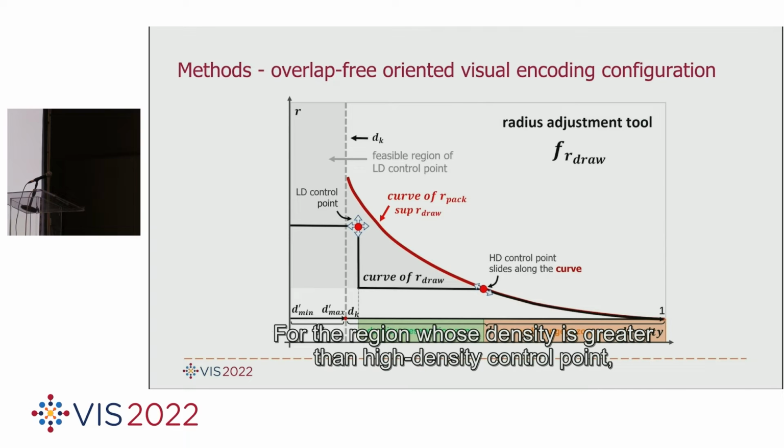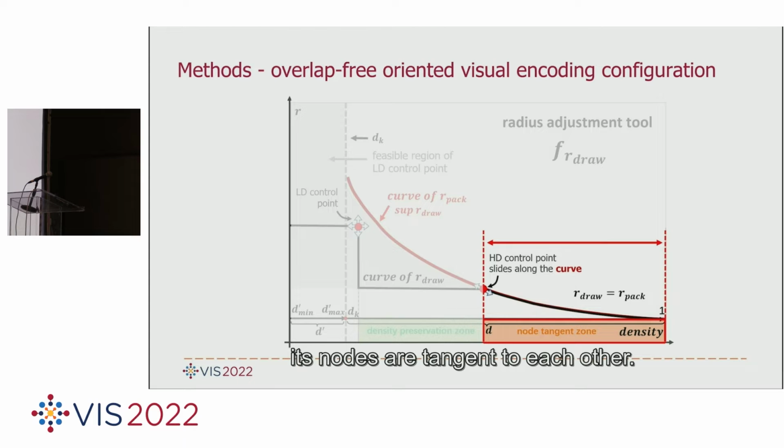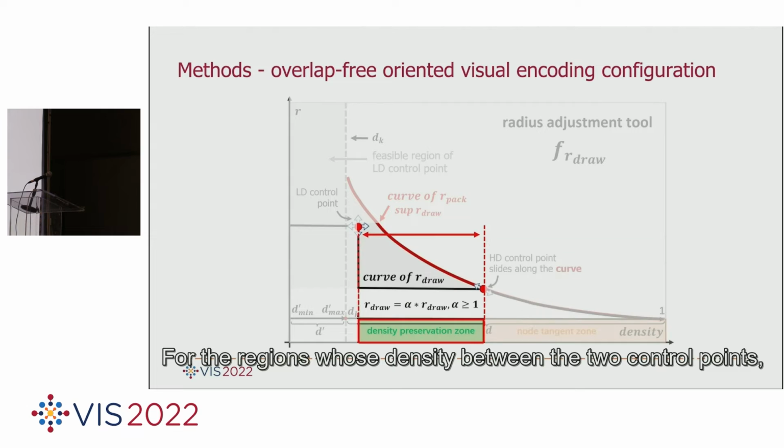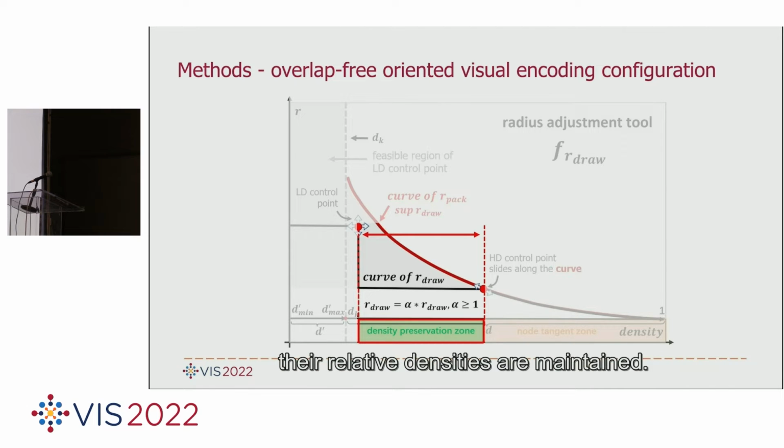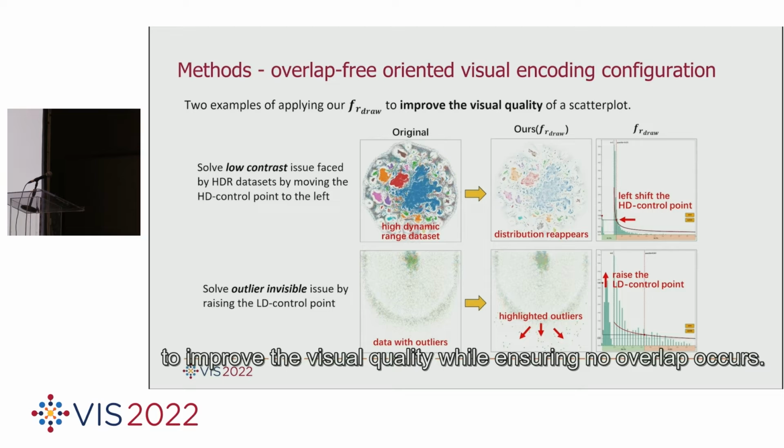For the region whose density is greater than the high-density control point, its nodes are tangent to each other. Therefore, the perceived density here is 1. For the regions whose density is between the 2 control points, their relative densities are maintained. The tool allows users to quickly adjust the RDraw to improve the visual quality while ensuring no overlap occurs.